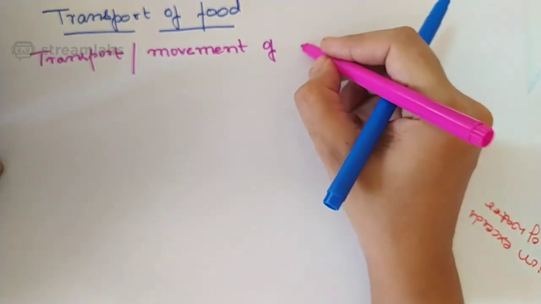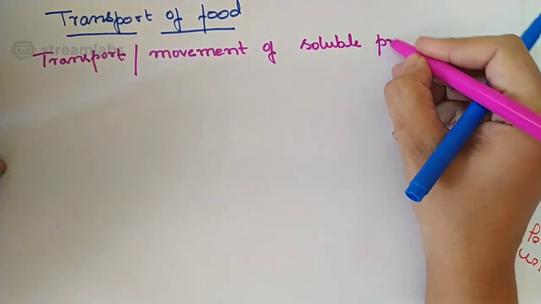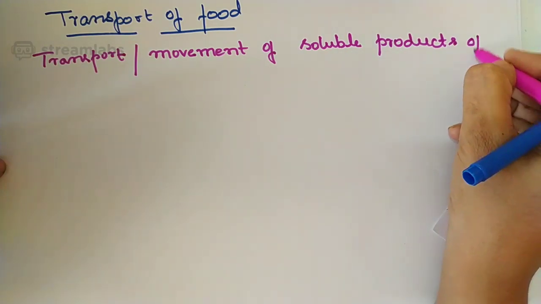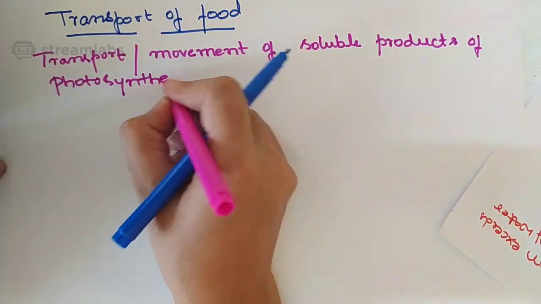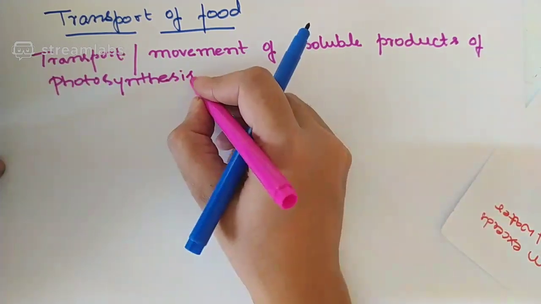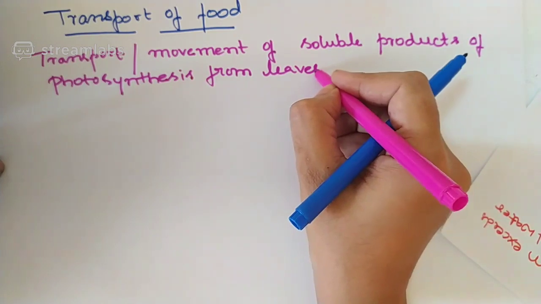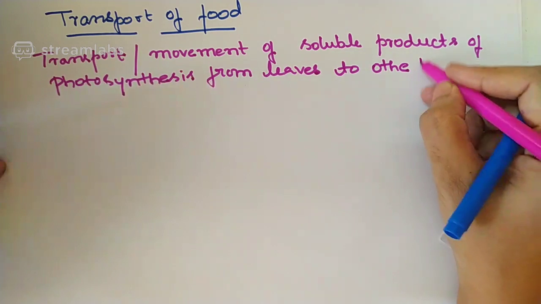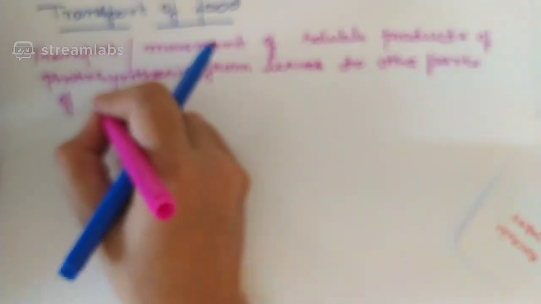of soluble products of photosynthesis, soluble products of photosynthesis from leaves to other parts of the plants.